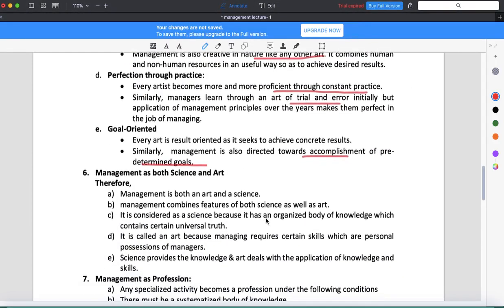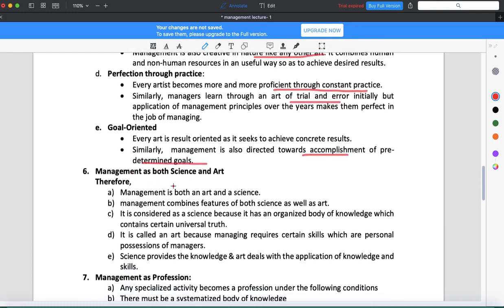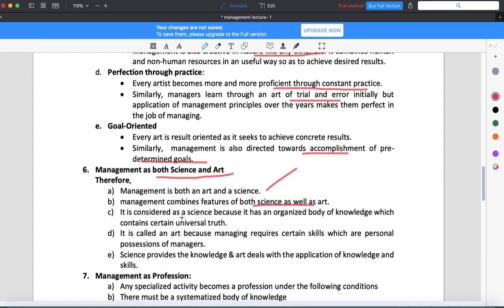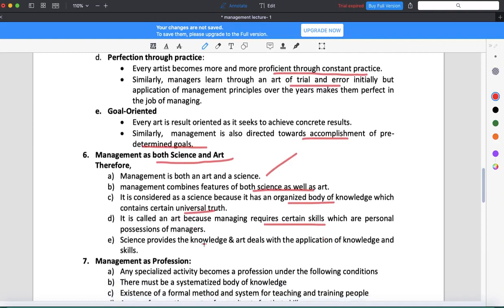Overall, let's conclude here. It says management is both science and art. Is it both science and art? True or false question? Management combines both science and art features. It is considered a science because it's knowledge, and it is called an art because it has certain skills. Science provides knowledge, art deals with application. Overall conclusion is given here.